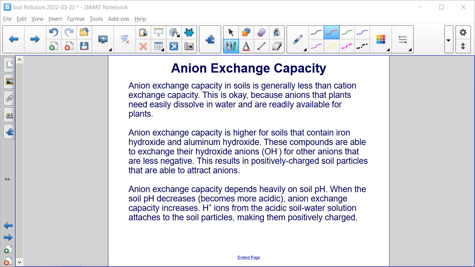Anion exchange capacity depends heavily on soil pH. When the soil pH decreases or becomes more acidic, anion exchange capacity increases. Hydrogen ions from the acidic soil water solution attach to the soil particles, making them positively charged.